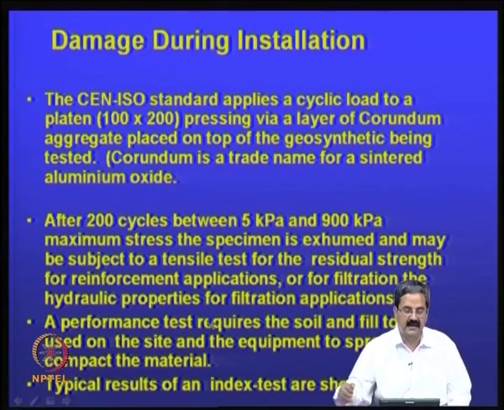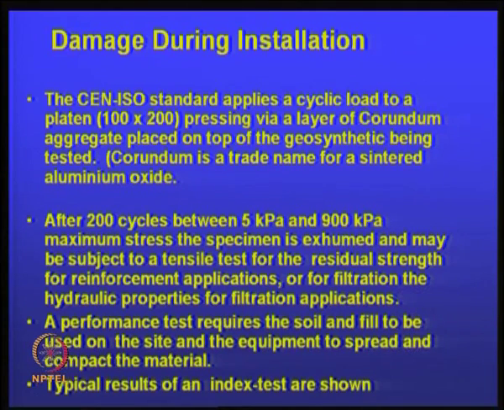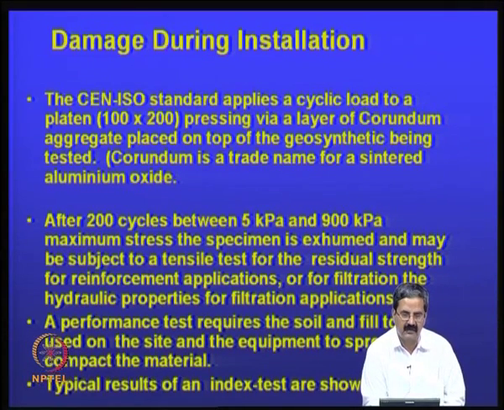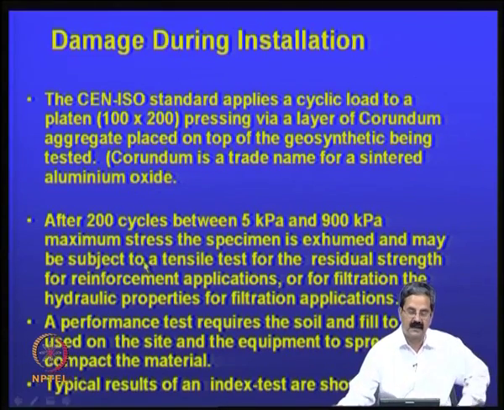As I said, damage should also be simulated, whatever the conditions you have in the field. The geosynthetic product may be fine in the lab and the manufacturing conditions are all right, but when you are trying to use it for a specific application like drainage or filtration, it should perform very well. So, we have to really simulate the damage of the particular product, and there is a method of doing it, as I said, after 200 cycles between 5 to 900 kPa. We remove the specimen, and then tensile testing is done. Okay.